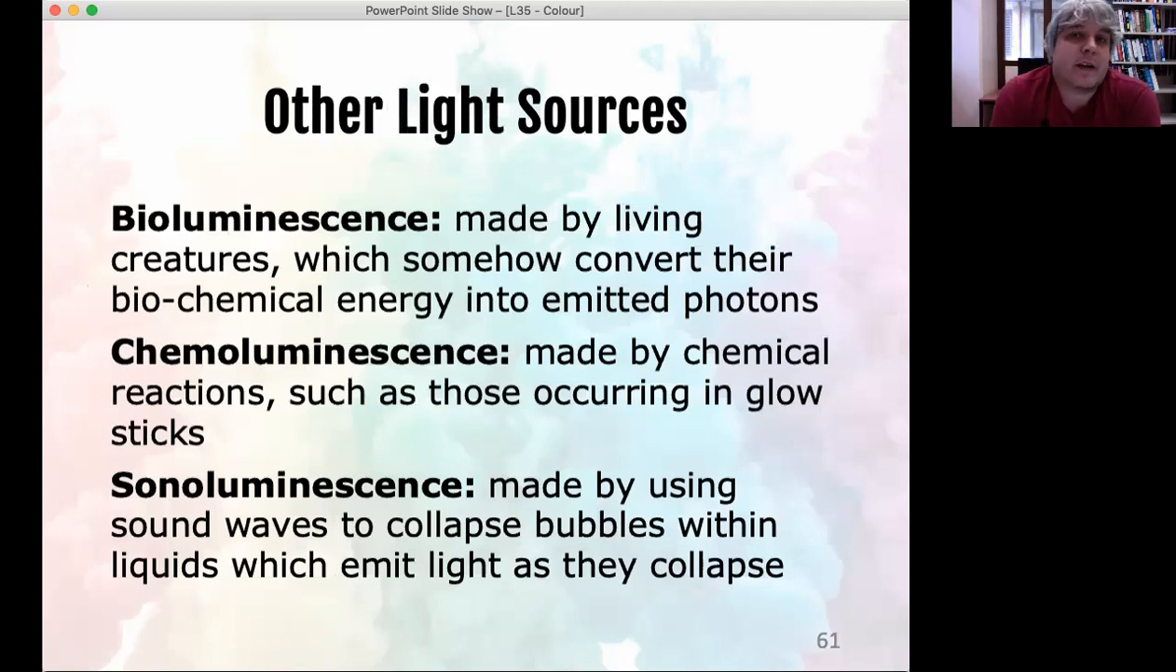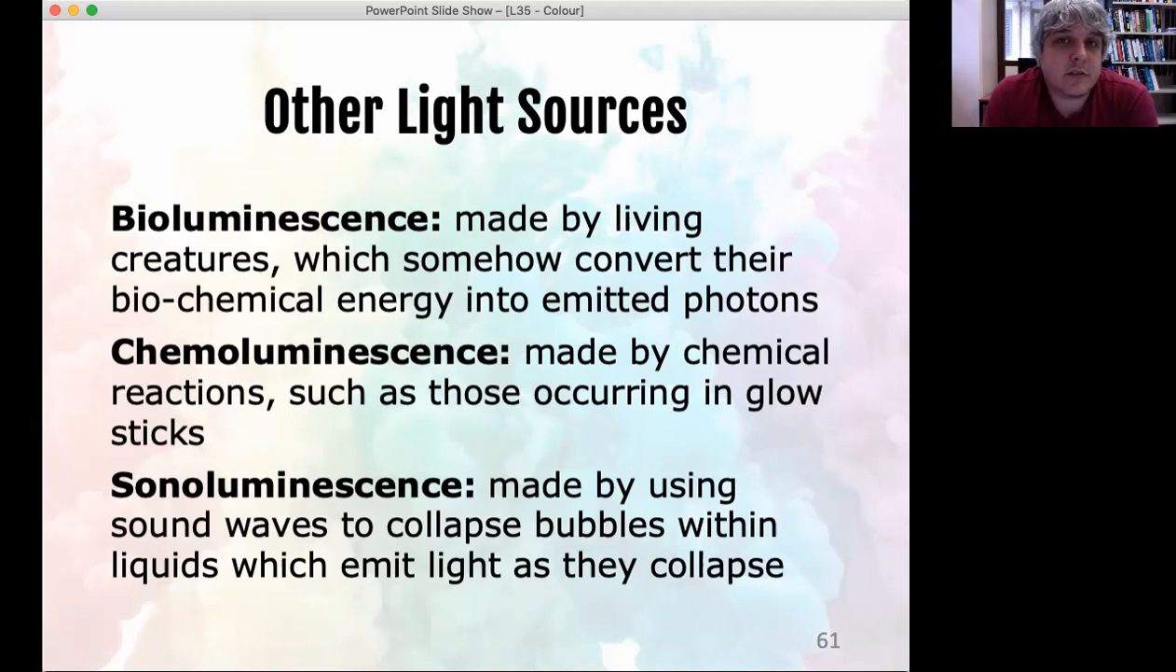There are, of course, other ways to get light. We're not going to go into any detail. Bioluminescence, as it sounds like, is biological. It comes from creatures creating light sources, things like glowworms or fireflies. They use biological processes to convert chemical energy into emitted photons. I've said the word somehow in that slide. That's because these processes are not well understood. They are an area of active research. And if that interests you, then there are certainly research opportunities in that field.